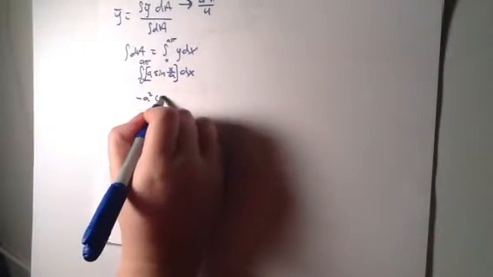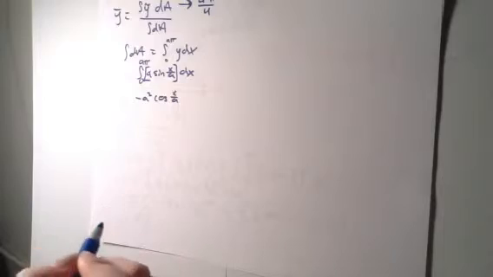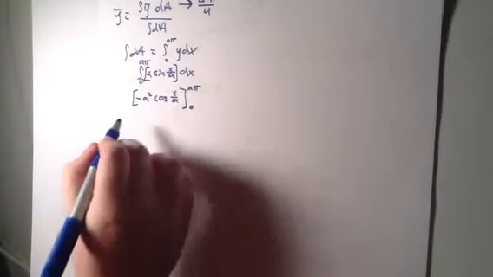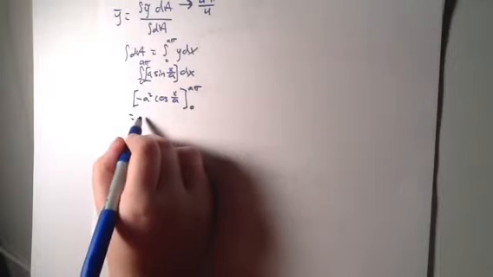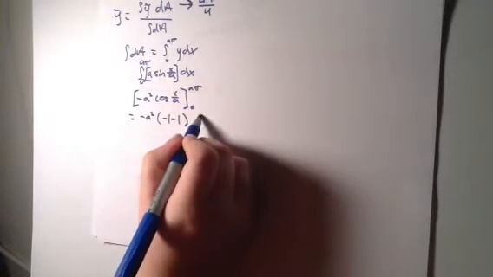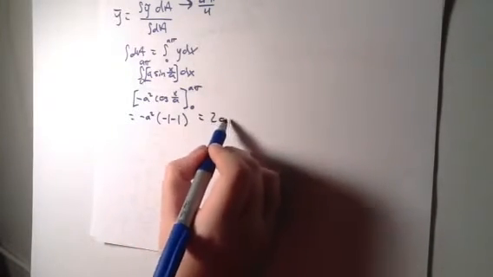So now all we have to do is integrate, and we get negative a squared cosine x over a, and all of that from 0 to a pi. So now we can take that a little further, and we get negative a squared times negative 1 minus 1, and that leaves us with 2a squared.